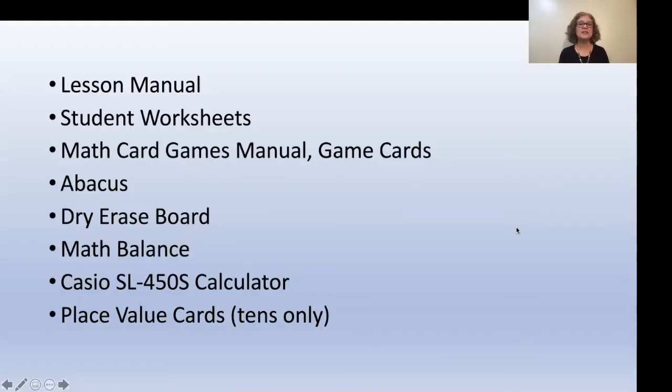So let's get started. This week, you're going to need your lessons manual, the student worksheets, the math card games manual with the game cards, the AL abacus, a dry erase board, the math balance, a Casio SL450S calculator, and the place value cards. We are only going to use the tens place value though. This week, we will work on the distributive property, order of operations, place value, and rounding.